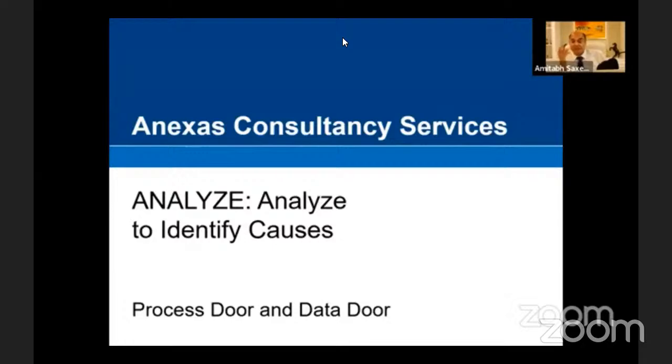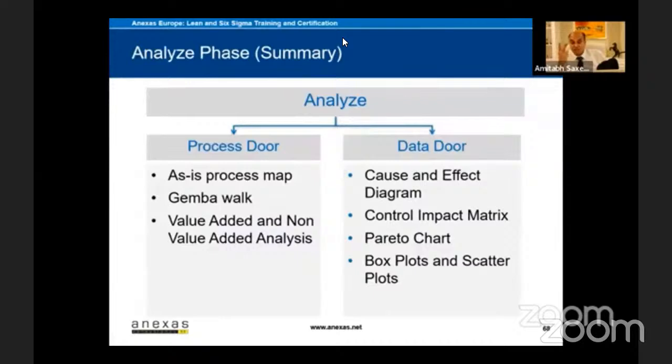And in the analyze phase, now you can follow 2 doors. Now I have to analyze why I'm really not doing well. So you can do 2 doors, process door or data door. Process door is about mapping the process, identifying the waste in the process. We talked about it. How will you find the waste? Using Gemba walk. Gemba means go to the field, go to the place of action. Don't sit at your table and imagine things.